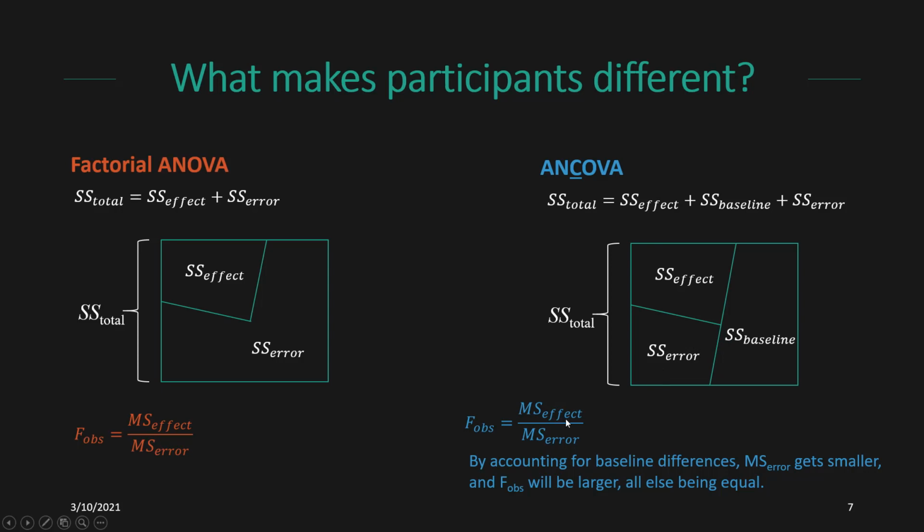And now when we actually go to calculate this F ratio, we're again going to have the mean squared error for the effect divided by the mean squared error of the residuals, but this mean squared error of the residuals is after we've accounted for these baseline differences. So the sum of squared error is going to get smaller, which is going to make the mean squared error smaller, which is ultimately going to make this F observed larger, everything else being equal. So if we can account for those baseline differences, then we can potentially get a much more statistically powerful test of our hypothesis and see if our intervention had any influence.